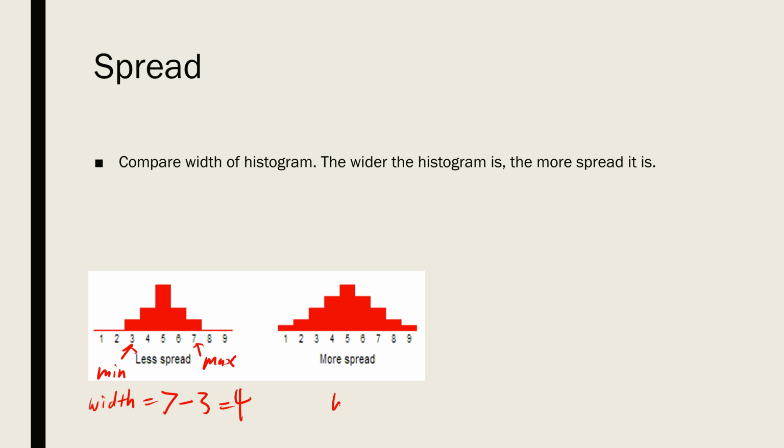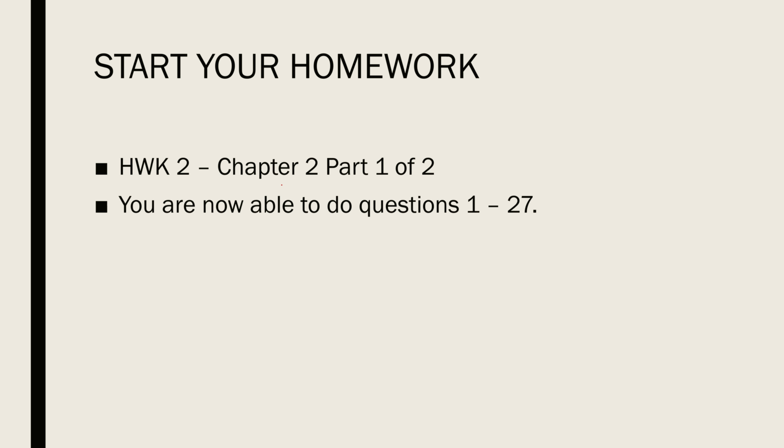And the width of the right histogram can be calculated by the maximum value 9 and the minimum value 1. So the width of the right histogram is 8. And 8 is larger than 4. So we can say the right histogram is more spread. Now you are able to do this homework.